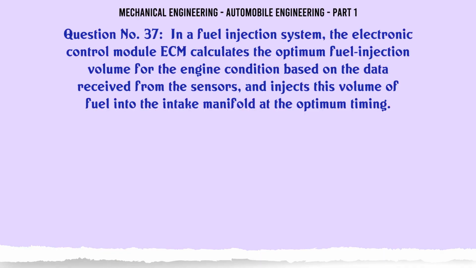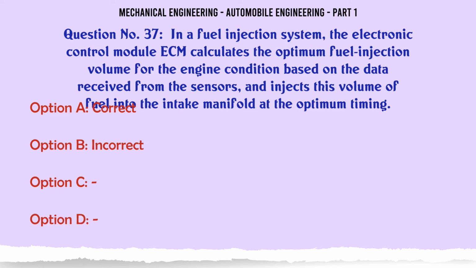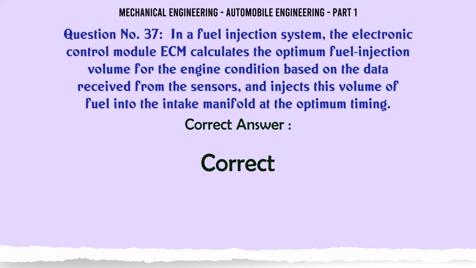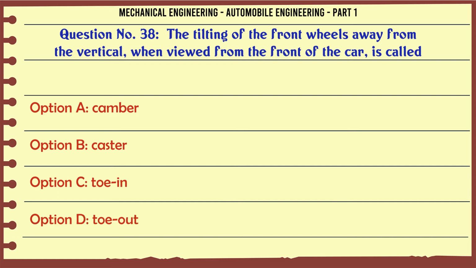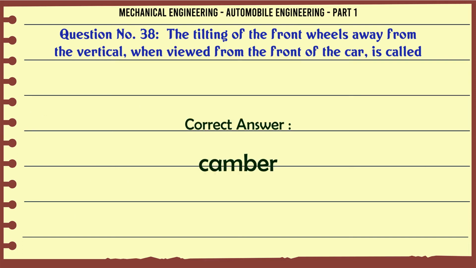In a fuel injection system, the electronic control module, ECM, calculates the optimum fuel injection volume for the engine condition based on the data received from the sensors and injects this volume of fuel into the intake manifold at the optimum timing. A. correct, B. incorrect. The correct answer is correct. The tilting of the front wheels away from the vertical when viewed from the front of the car is called: A. camber, B. caster, C. toe in, D. toe out. The correct answer is camber.